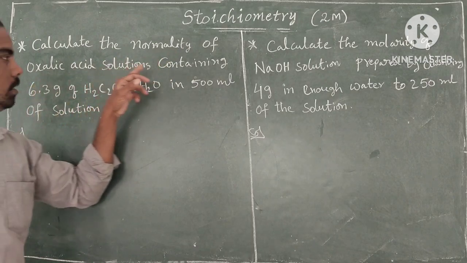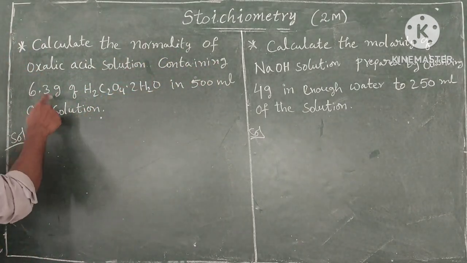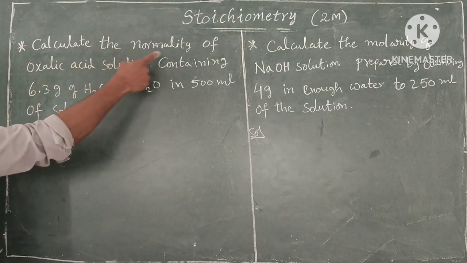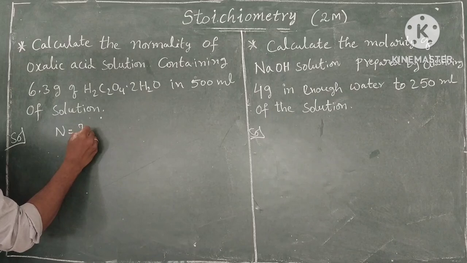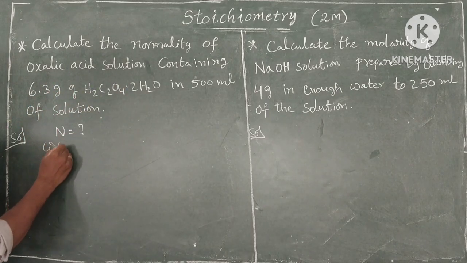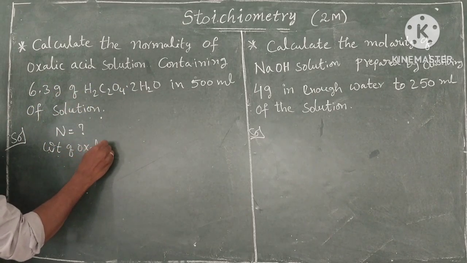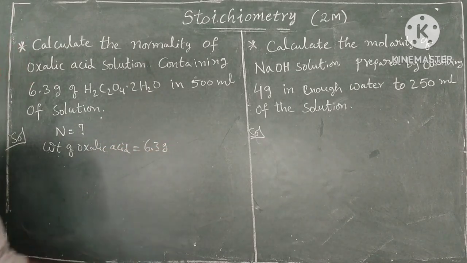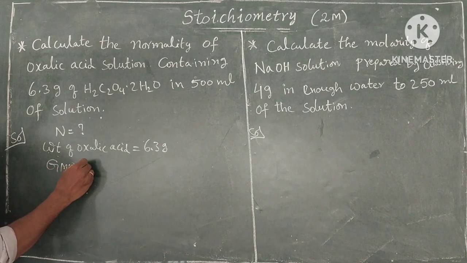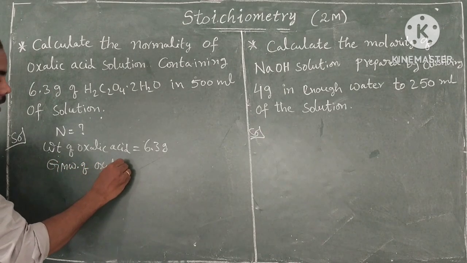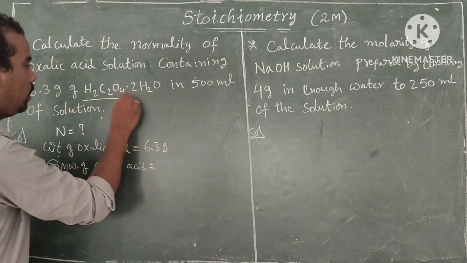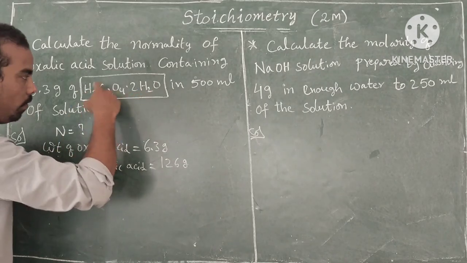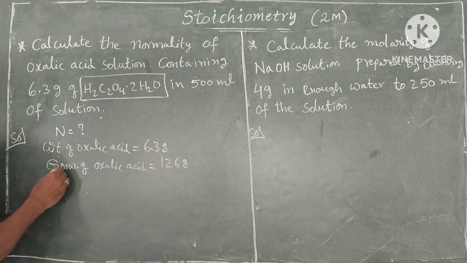Calculate the normality of an oxalic acid solution containing 6.3 grams of oxalic acid in 500 ml of solution. So calculate normality. What are the given values? The weight of oxalic acid is 6.3 grams. Next, gram molecular weight. What is the gram molecular weight of oxalic acid? If you calculate all atomic weights in H2C2O4·2H2O, it is 126 grams. That is the gram molecular weight.